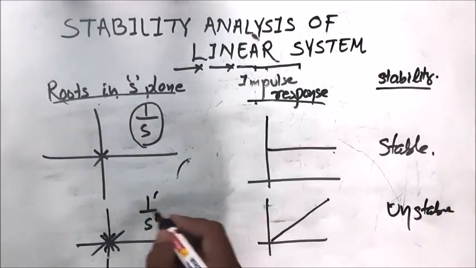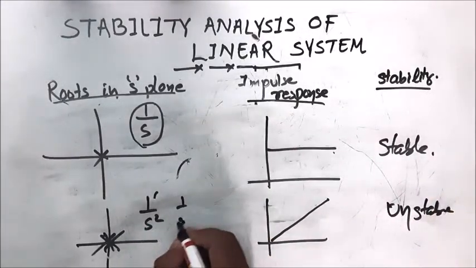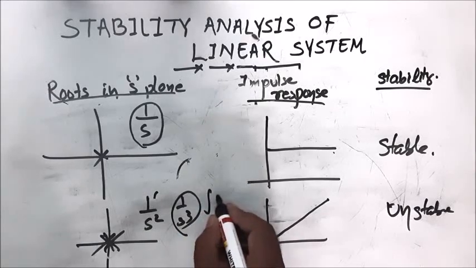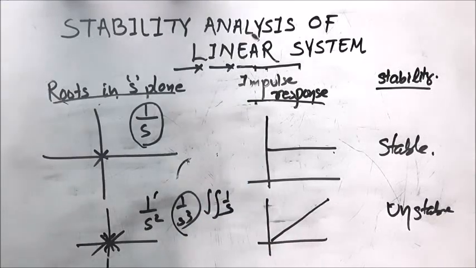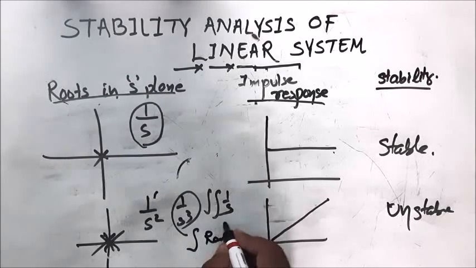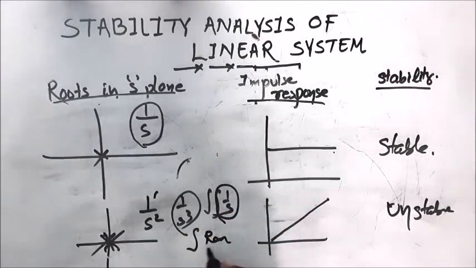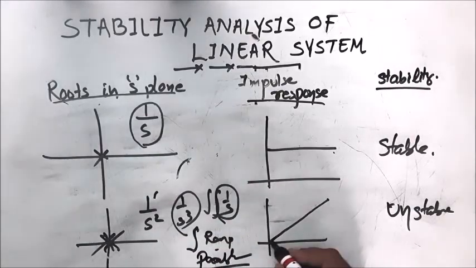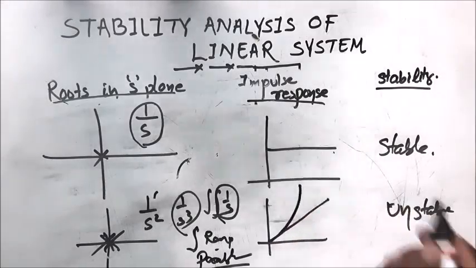So what about this 1 by s square? This is the integration of 1 by s, that means the integration of the ramp. So the integration of 1 by s is the ramp, and the integration of the ramp is the parabola. Okay, so that means the system response will be like this.